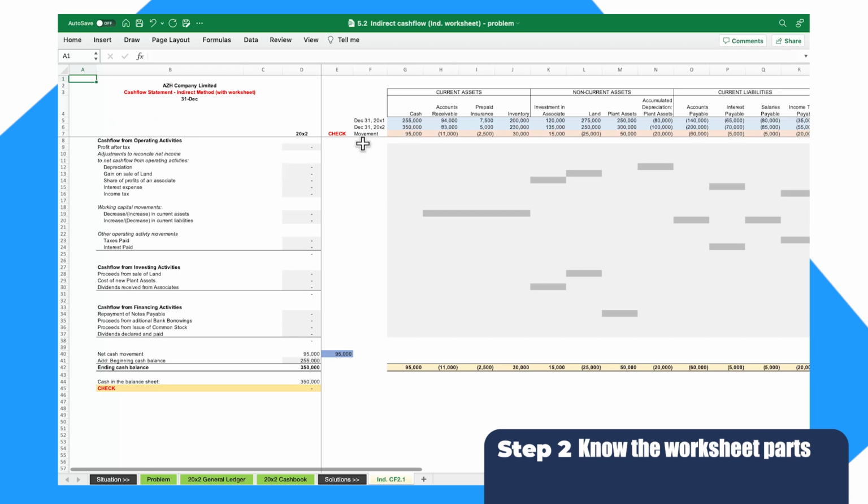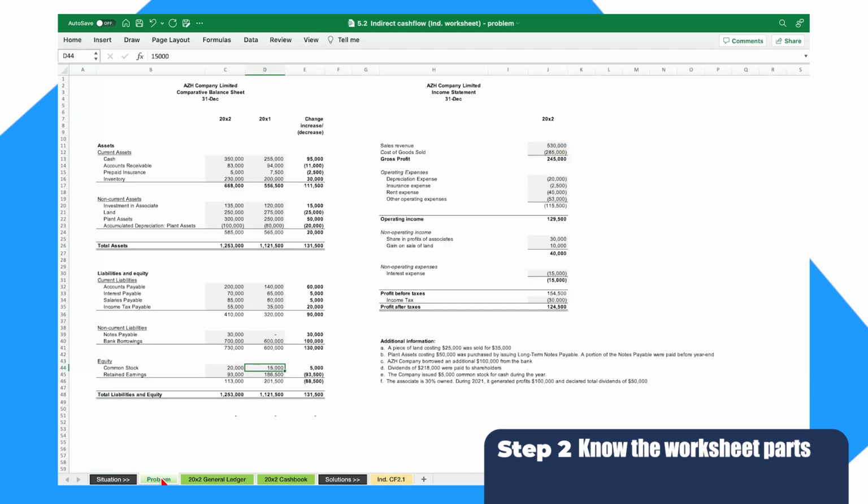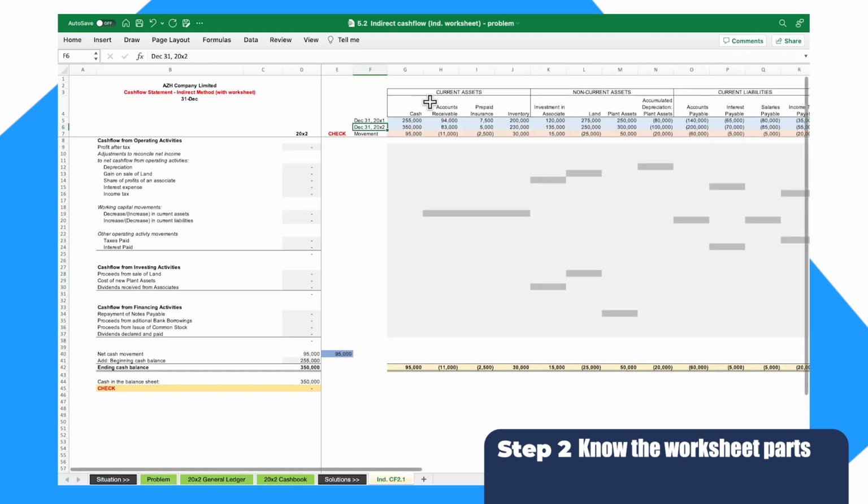The first section is the comparative balance sheet. This is where we have inputted the comparative balance sheet information for the prior year and the current year. You will see that this section perfectly mirrors the balance sheet available, which is what we have in the problem tab. And you will also see that in this example, it is actually perfectly linked to the problem tab.